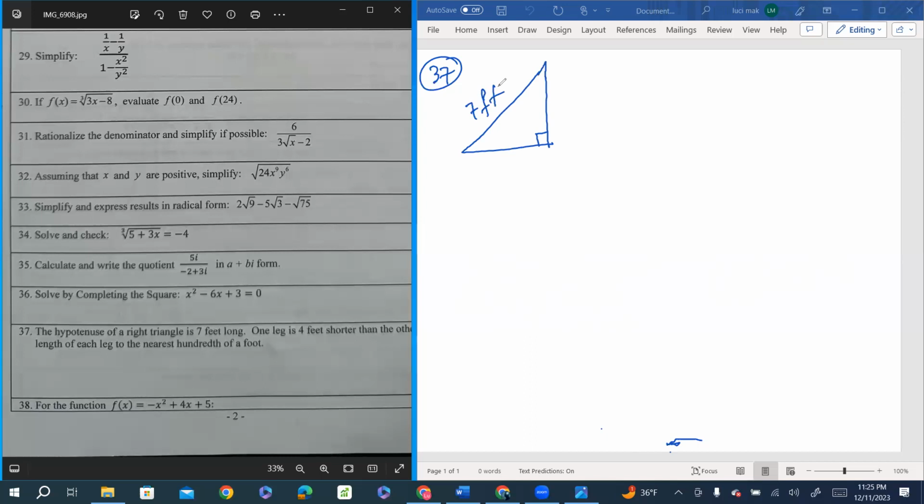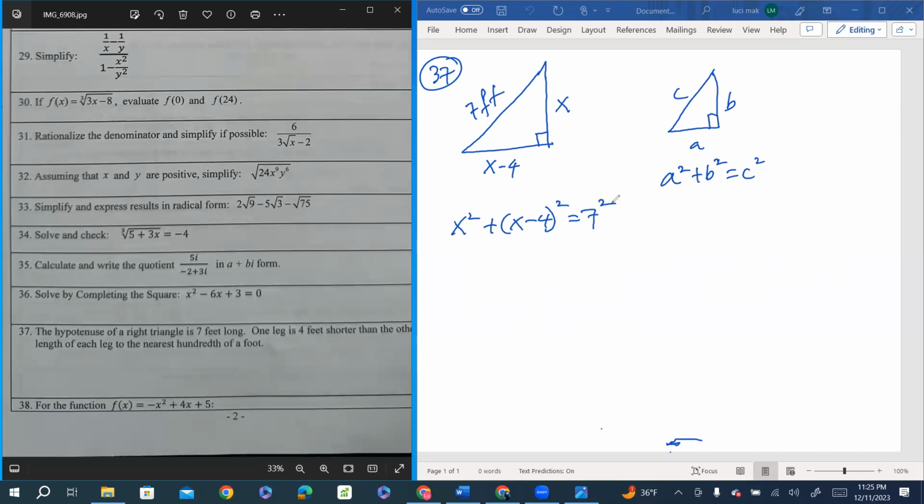One leg is 4 feet shorter than the other. So if one leg is x, the other one is x minus 4 because 4 feet shorter than the other. The question is find the legs to the nearest hundredth, second decimal place. We know if you have a right triangle, we can use the Pythagorean theorem. So if this is C, this is A and B, Pythagorean theorem is leg 1 square plus leg 2 square is equal to hypotenuse square, or in other words, A square plus B squared equals C squared, famous. So in other words, this is x square plus x minus 4 squared equals 7 squared.